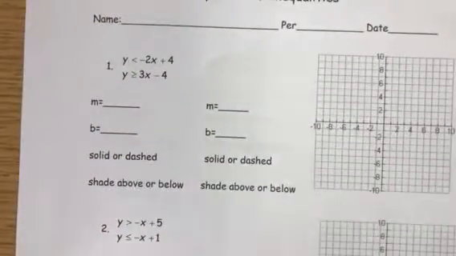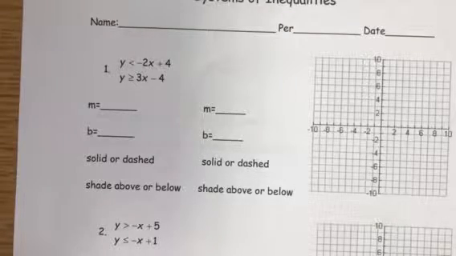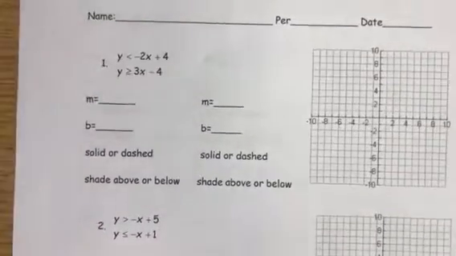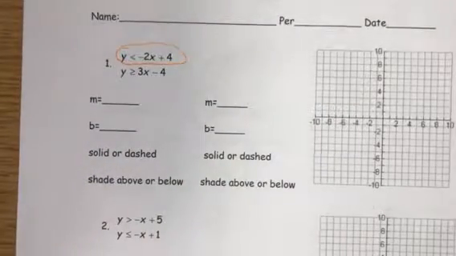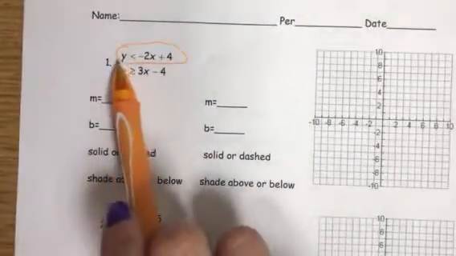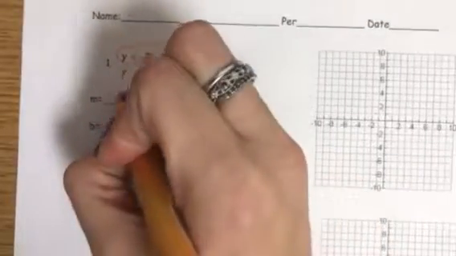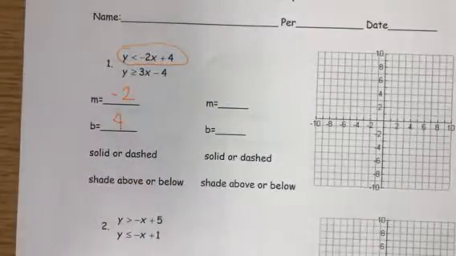So let's start by looking at number 1. Same idea that we did with solving systems by graphing. We have 2 inequalities happening here, but we just want to focus on one at a time. So if we focus on this first one, we're going to ignore the other one altogether. We know that this is in the same idea as the format y equals mx plus b. So our m is -2 and our b is +4.